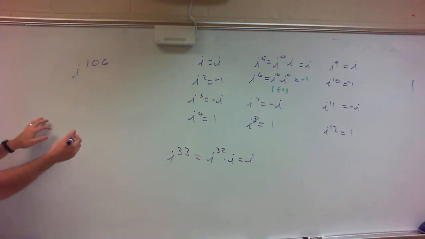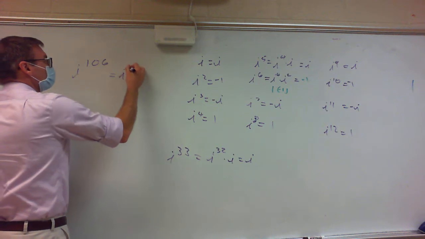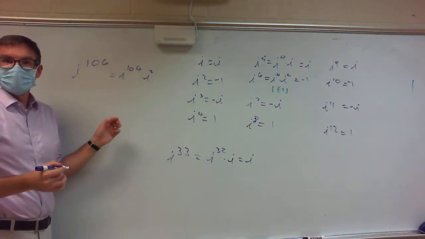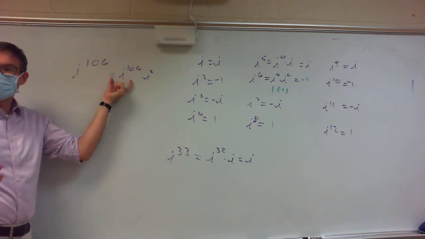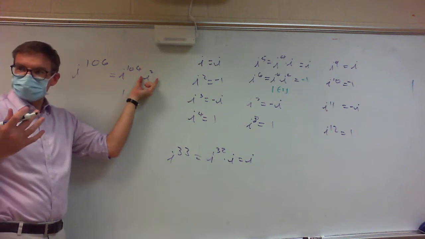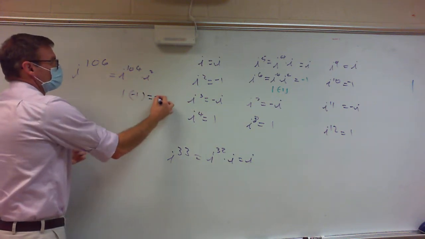104 is. And so this is going to be i to the 104, and what's left over is i squared. And then this is a multiple of 4, so we get a nice answer. We get our 1, and then we get i squared is -1 as our answer is -1.